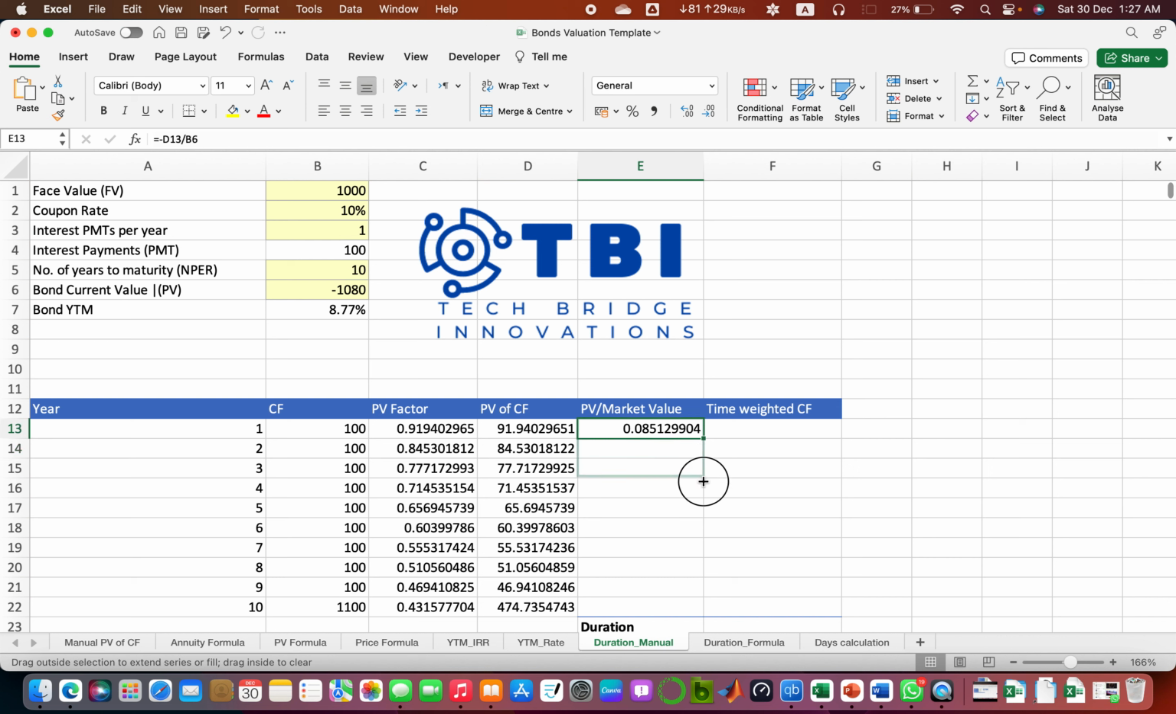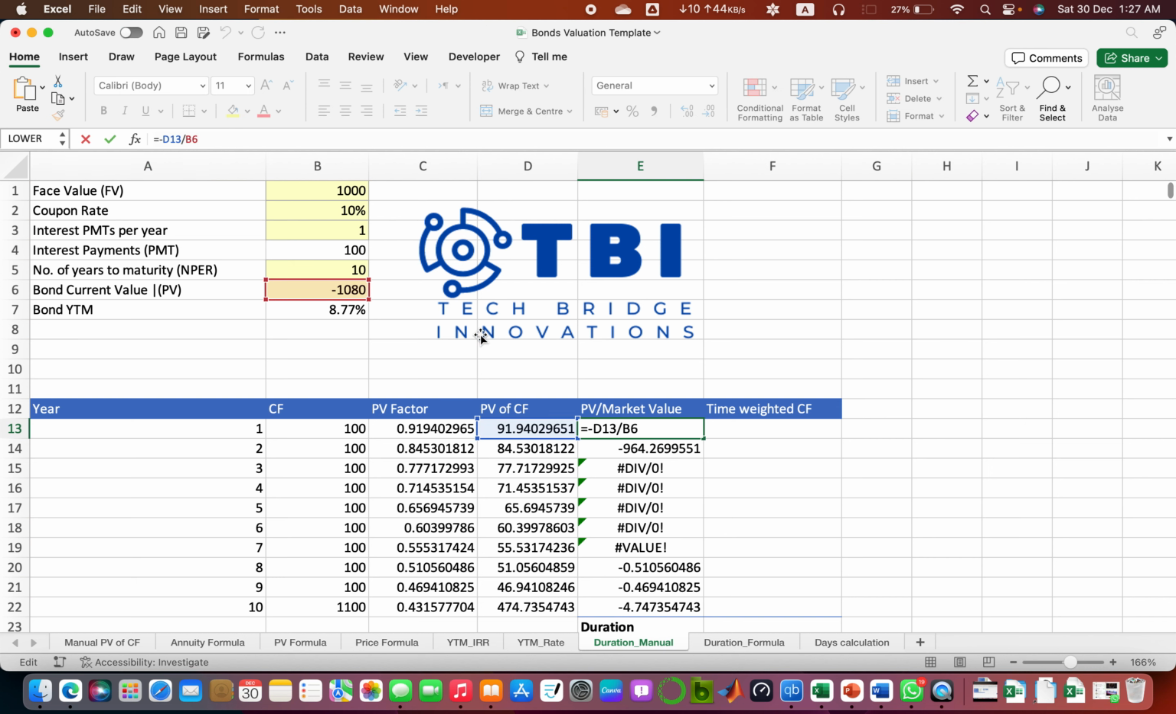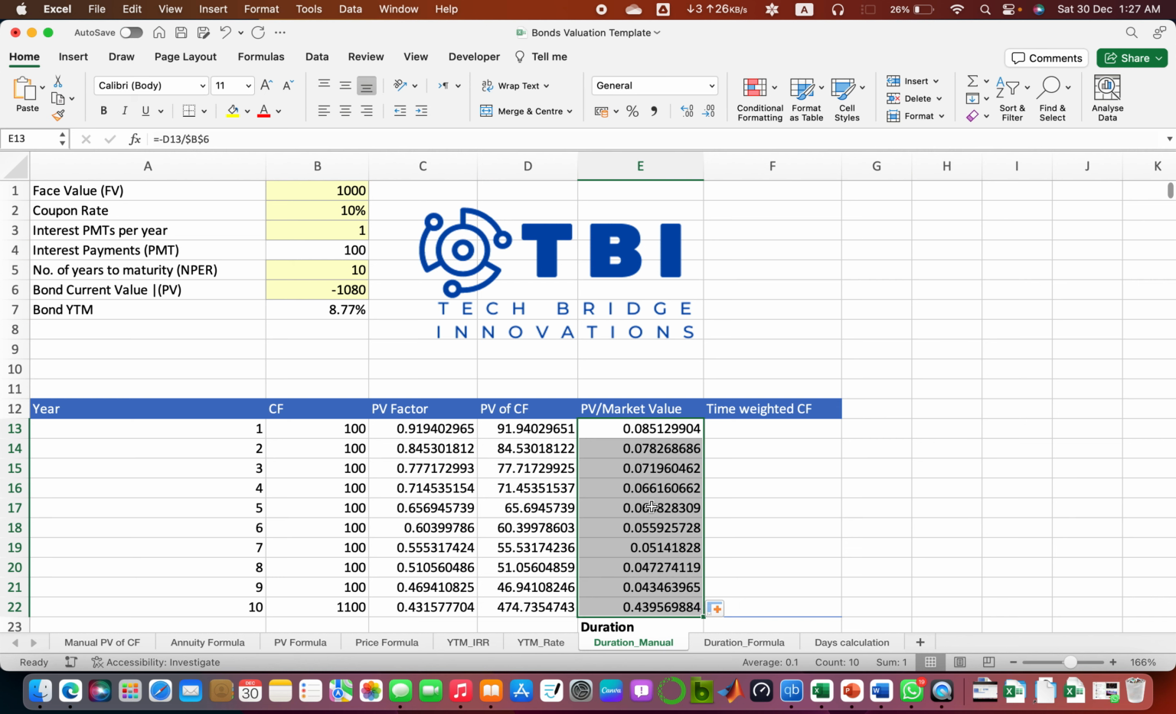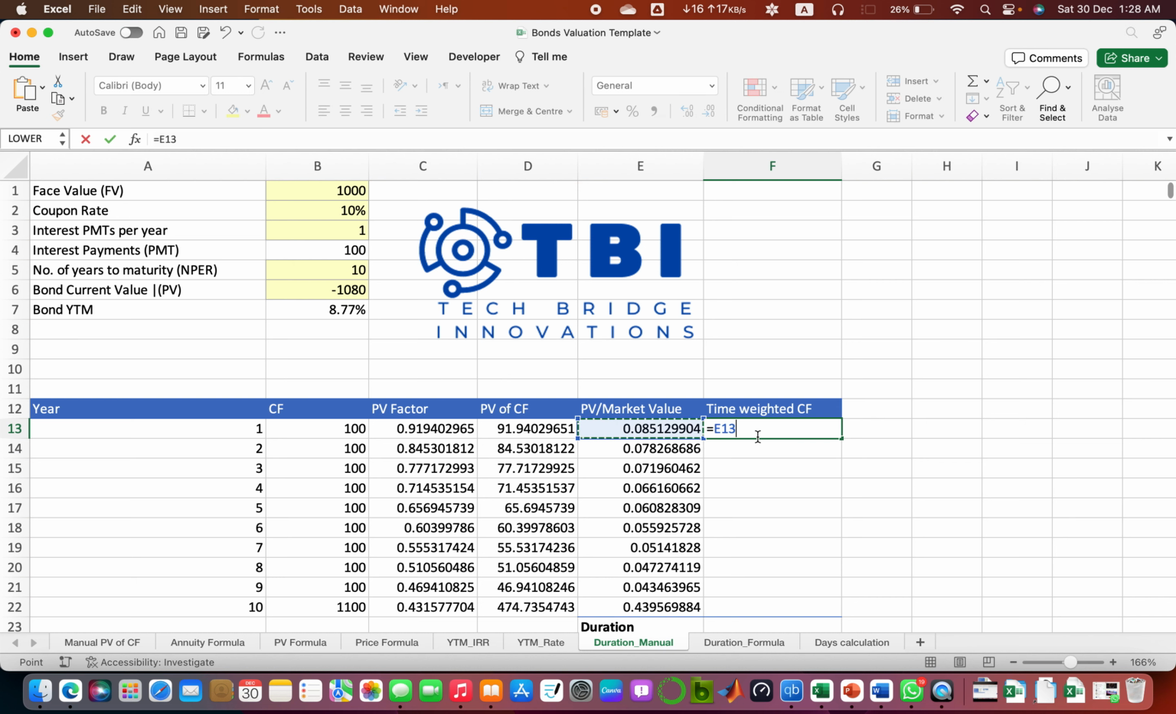And then if I drag it down, it is not working. Let's see why. The reason is I haven't locked the cell reference, so I need to fix the reference here by pressing F4 or the dollar signs, and now I will drag it. So this is the present value divided by the market value, and now we multiply this by the time.